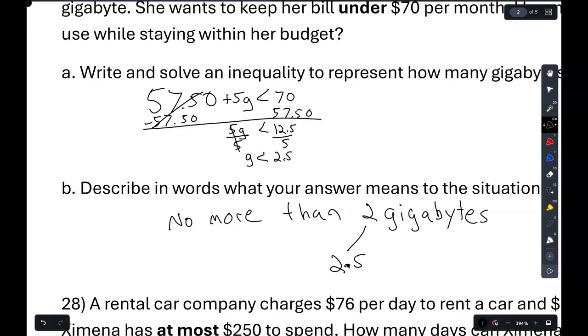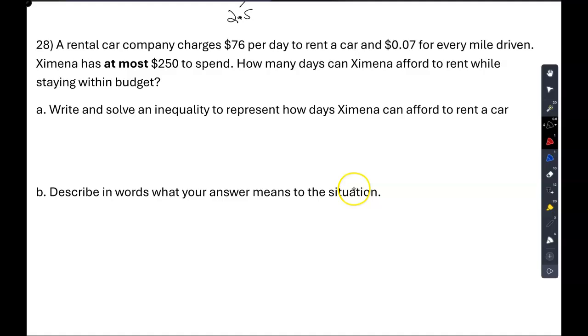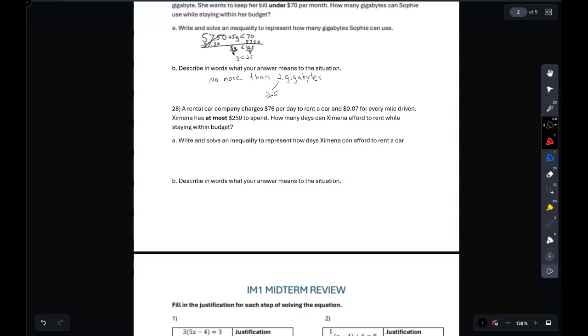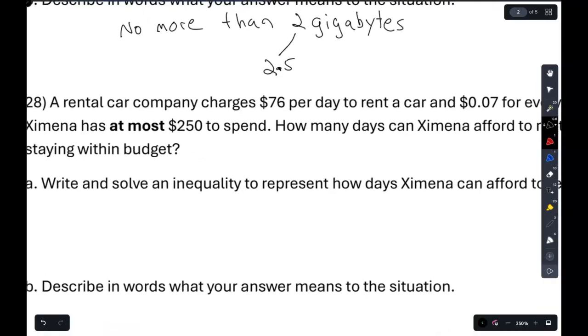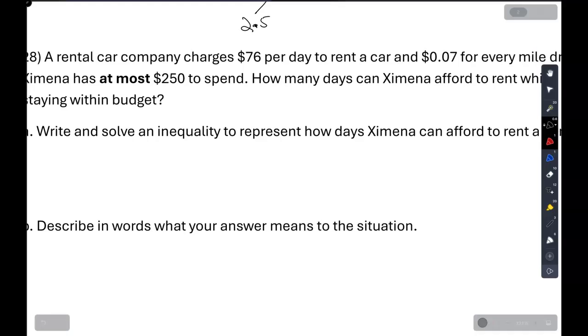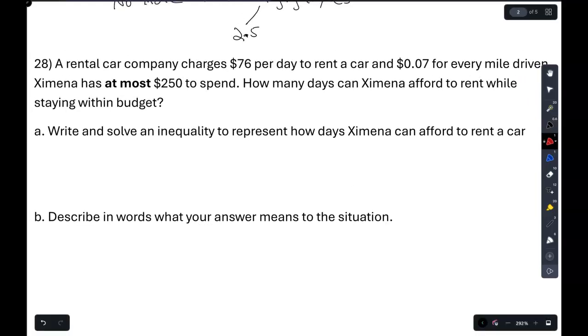All right, let me take a look at this last problem. All right, so last problem here. Let me make sure it's the last problem. Yep, last problem. All right, and I am going to change colors to my thicker one here, the red. All right. So here, a rental car company charges $76 per day to rent a car, 7 cents for every mile driven. Zimina has at most $250 to spend. How many miles can Zimina afford to drive while staying within budget?